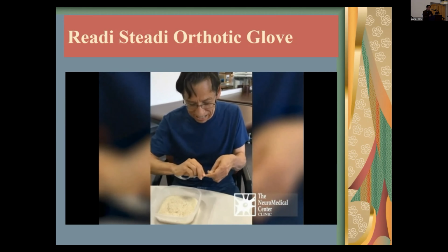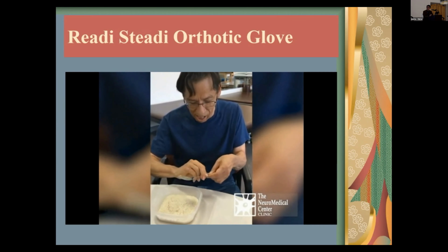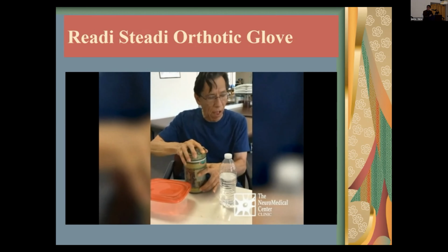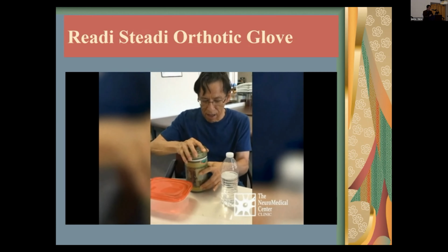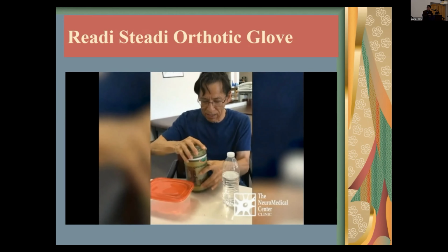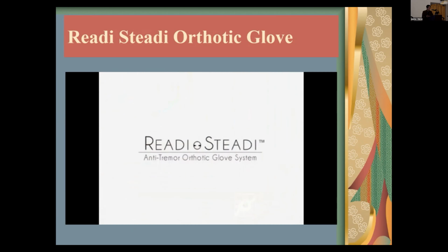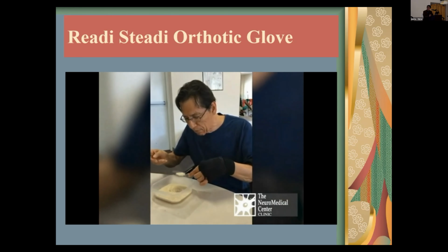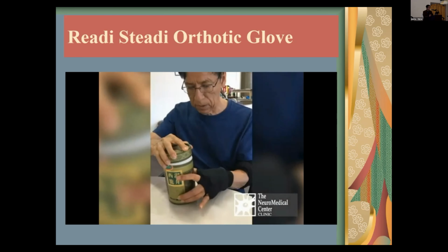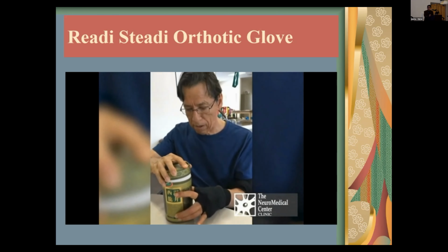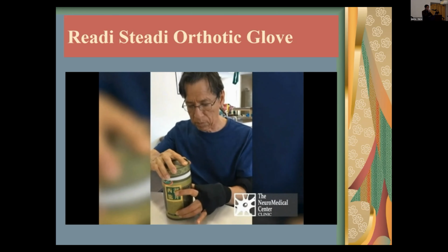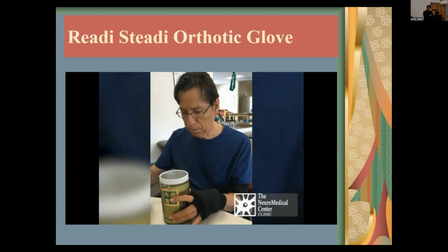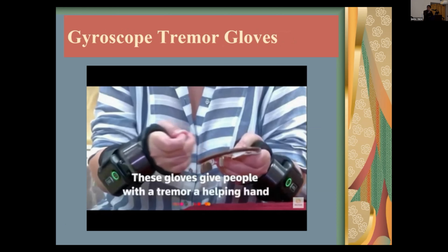Here's an actual patient that was fitted with the Readi Steadi. You see him first, struggling to hold that spoon and eat. And opening a jar is quite difficult. And then with the glove on, he's able to control the tremor or dampen the tremor. So this is most effective for patients with essential tremor, not so much Parkinson's tremor, and not so much dystonic tremor either. So this is the Readi Steadi.